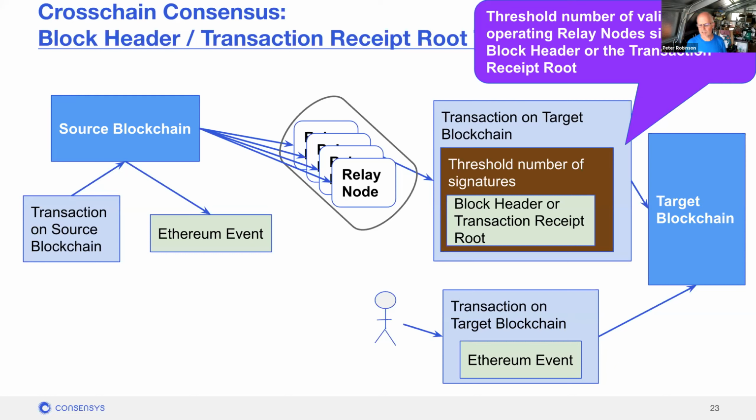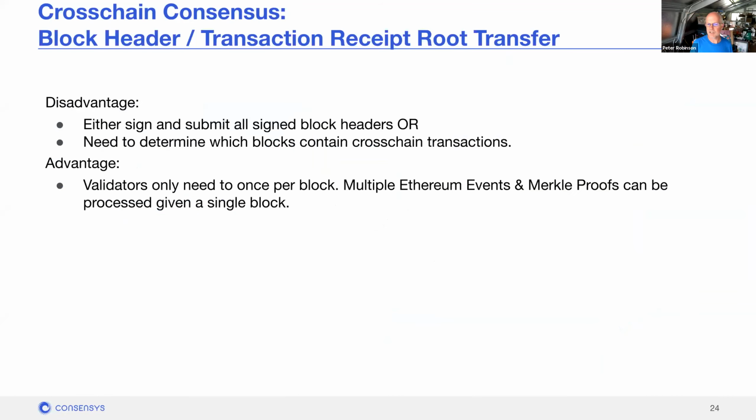So the disadvantage of this is that you're either going to be signing and submitting all the block headers from the source chain to the target chain, or you need a way of determining which blocks should be transferred. And the advantage is that you're only doing all that signing one time per block. So say if you had 200 transactions per block, and 20 transactions that needed to be transferred, then you'd have to be doing 20 separate signings. So that would be potentially a lot of work. So maybe in that case, doing it at the block level would be better.